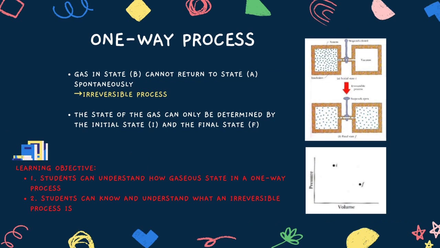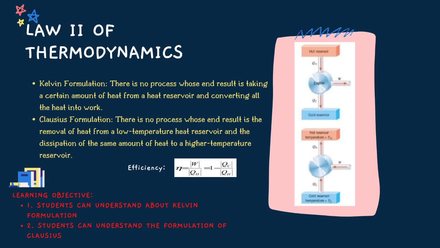One-way process. The first is that gas in state B cannot return to state A spontaneously, so this is an irreversible process. Number 2 is that the state of the gas can only be determined by the initial state A and the final state F. And now I will explain about the second law of thermodynamics.